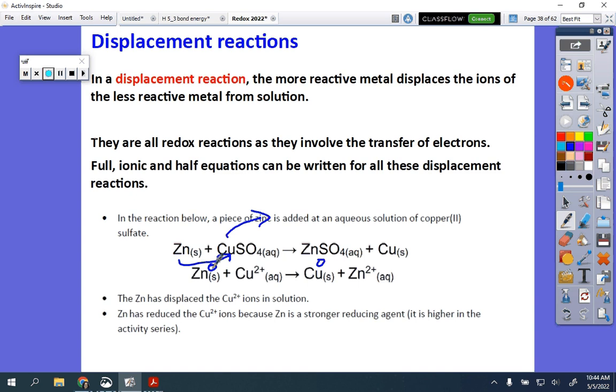What is the oxidizing agent? Yes. Excellent. So whatever is being reduced, that reactant is the oxidizing agent. So copper is reduced in this reaction, so the copper sulfate is considered our oxidizing agent. Yep, zinc is a reducing agent. The higher you are in the activity series, the stronger reducing agent you are. Okay.